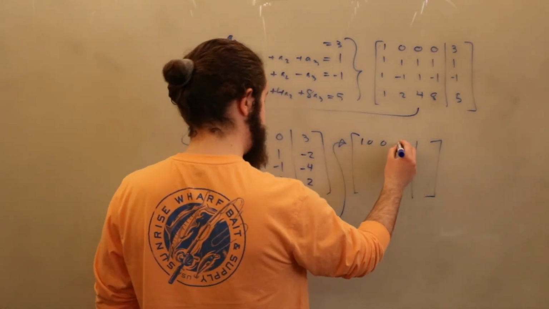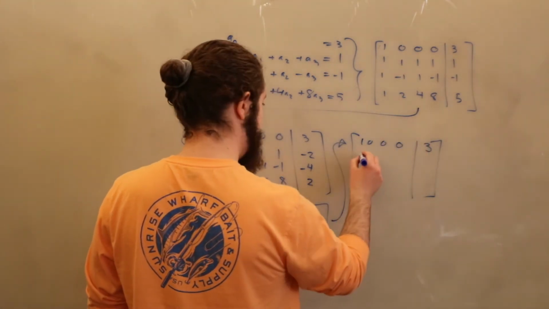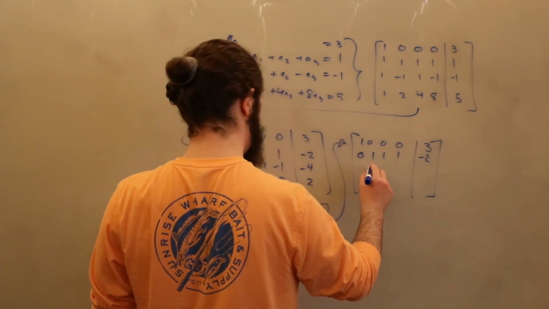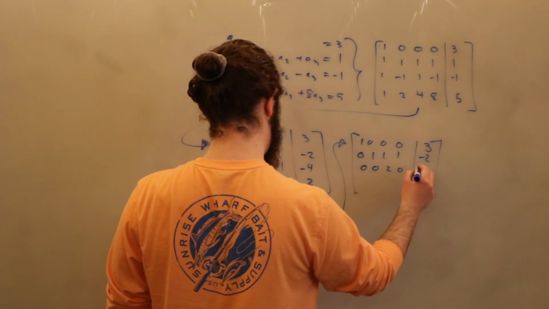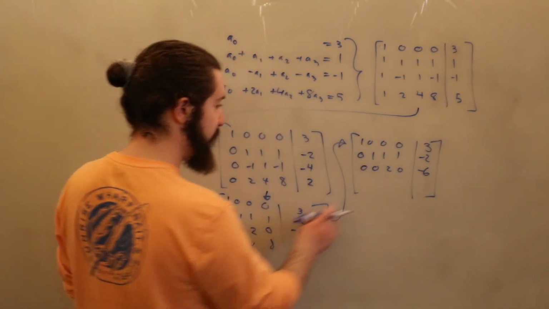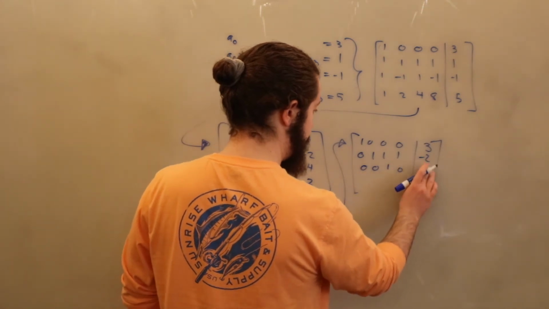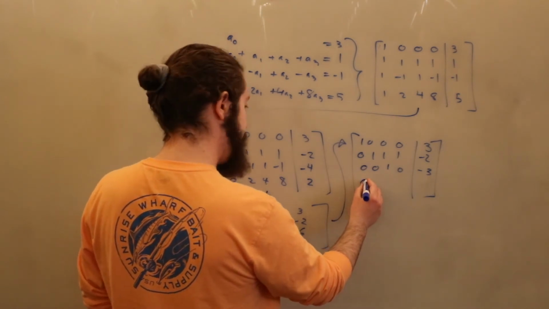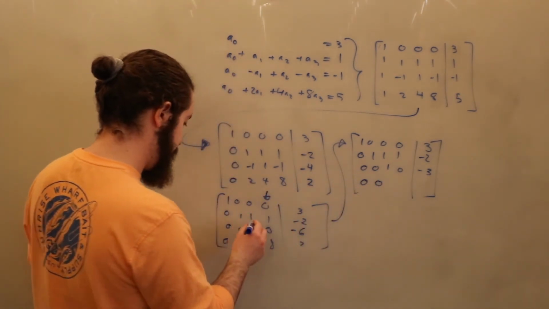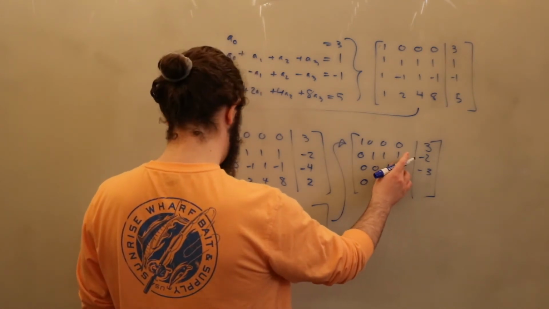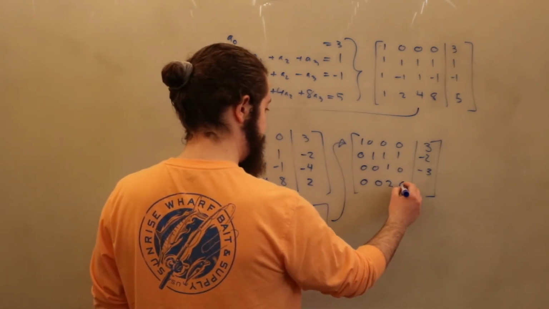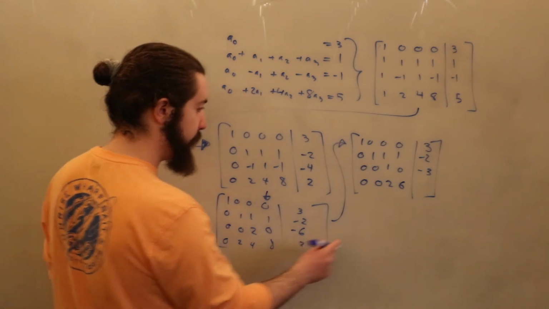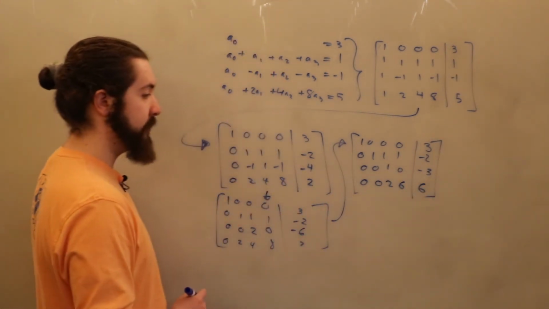So we have 1, 0, 0, 0, 3. We have 0, 1, 1, 1, negative 2, 0, 0, 2, 0, negative 6. Actually, while we're at it, let's also divide this row out by 2 to get 1 and negative 3, just to save us some time. And then we're going to have 0, 0, negative 2 plus 4 is 2, negative 2 plus 8 is 6, and positive 4 plus 2 is going to be 6. All right.